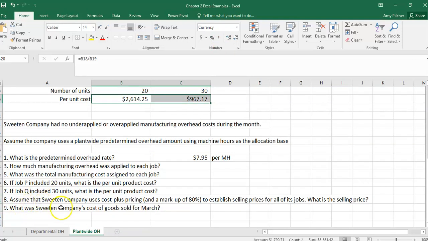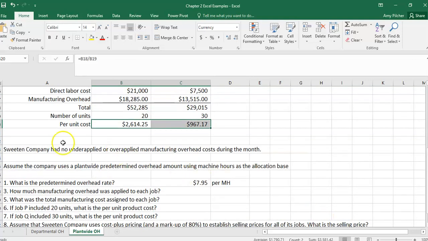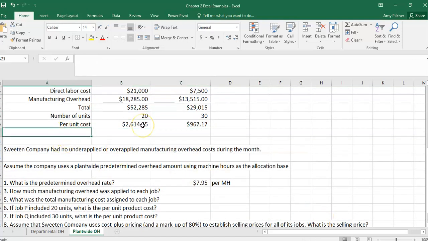Our next question says, assume that we use cost plus pricing and a markup of 80% to establish selling prices for all of our jobs. What is our selling price? So we have a markup of 80%. In cost plus pricing, we take the total production cost, so our direct materials, labor, and overhead for each job, get our per unit cost.